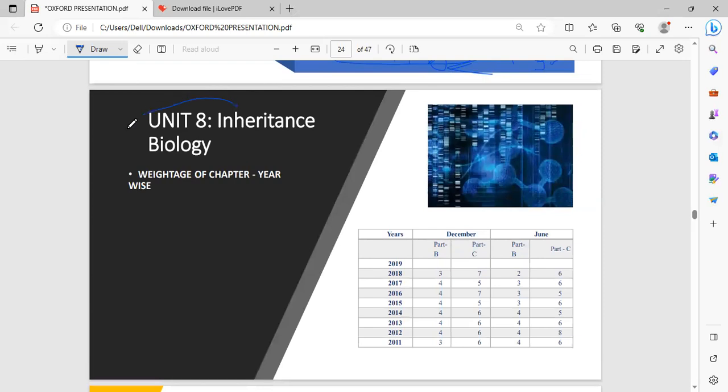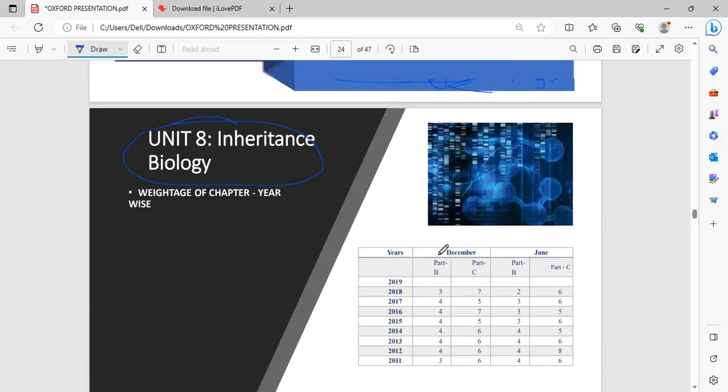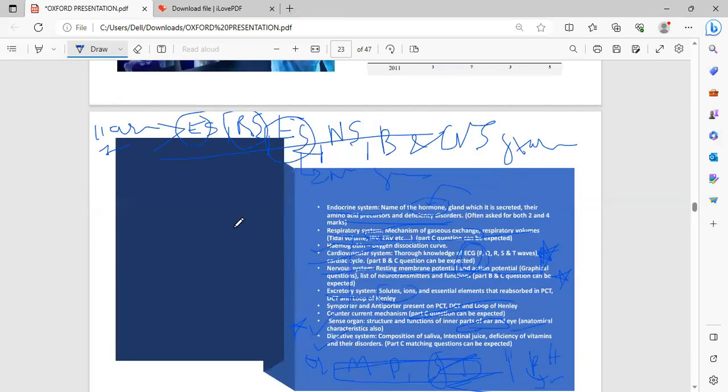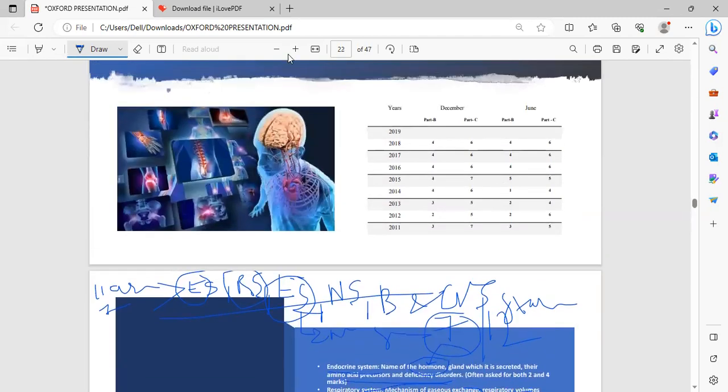Yeah, coming to inheritance biology. If anyone doesn't want to study this 7th chapter, we can easily alter it with the 12th unit, because we have two options, that is either we read the 7th chapter or the 12th chapter.